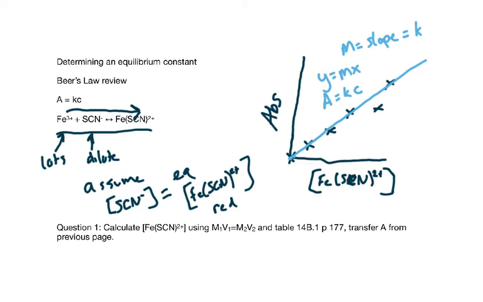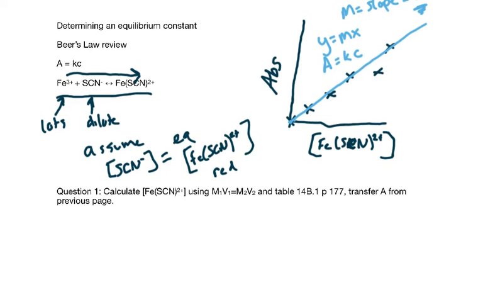and then using the concentrations and the absorbance to make a graph, and finding that k value is the goal. If you look at your post-lab, question 1 has you calculating that iron thiocyanate concentration. You can do that using M1V1 equals M2V2, and that table 14B.1 on page 177 that I referenced.